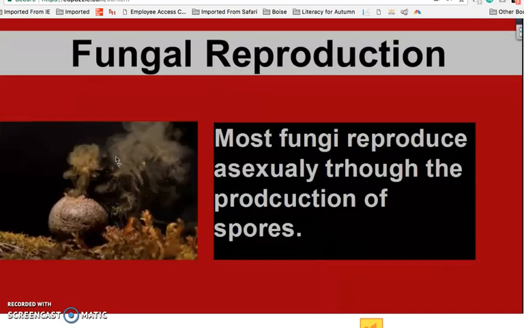Spores get up in the air, they're carried by wind or by animals, and they land somewhere else, and a new fungus can form. Most fungi will reproduce asexually, so they're making just exact copies of themselves. However, sometimes through a very complicated reproductive process, two fungi can reproduce to make sexual offspring, which would have the combination of both parents' genes.